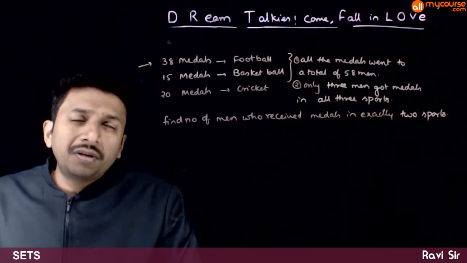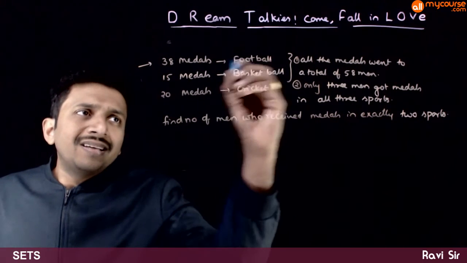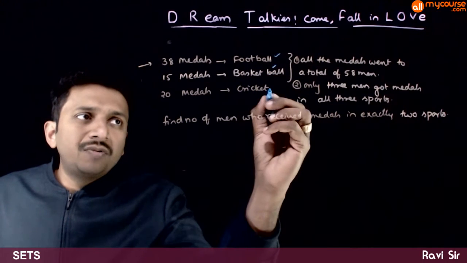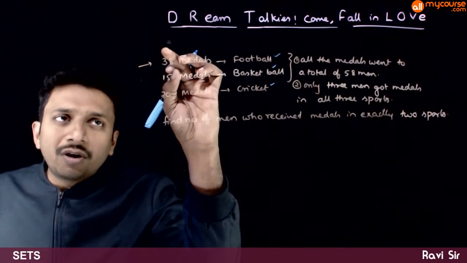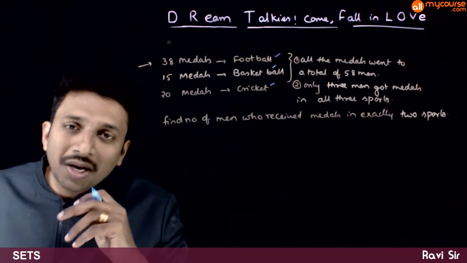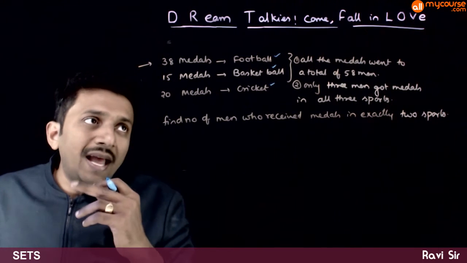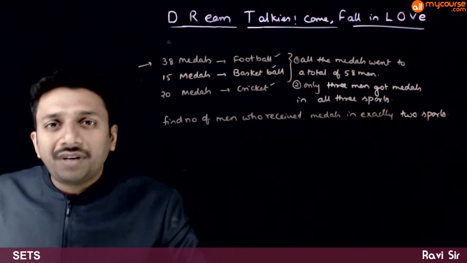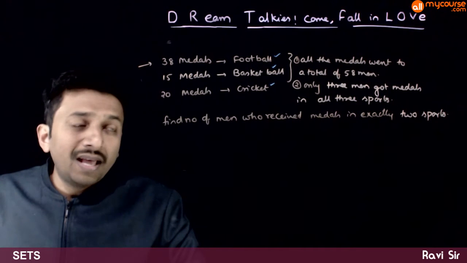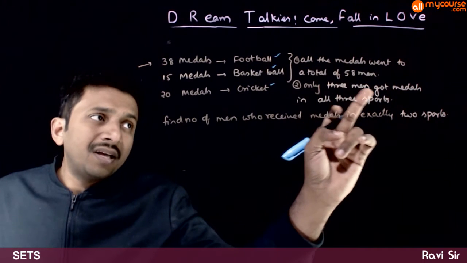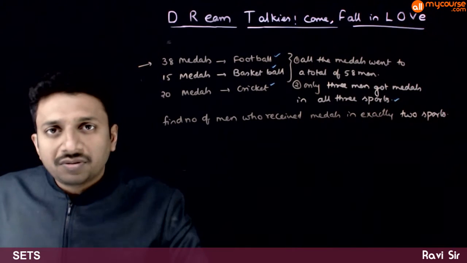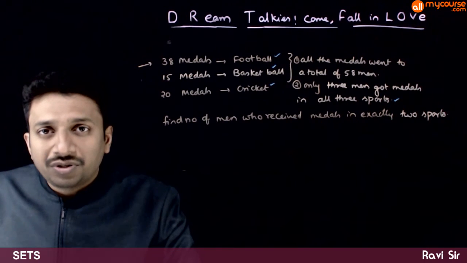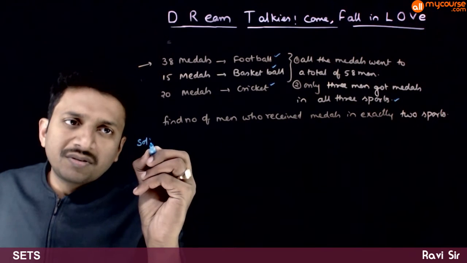So in this question, you are given that a college awarded 38 medals in football, 15 medals in basketball, 20 medals in cricket. So there are a total of 38 plus 15 plus 20, that is the total number of medals being distributed. And it's given that all these medals are distributed among a total of 58 men. And only 3 of the men got medals in all 3 sports. If that is so, find the number of men who received medals in exactly 2 sports. How do we do this?